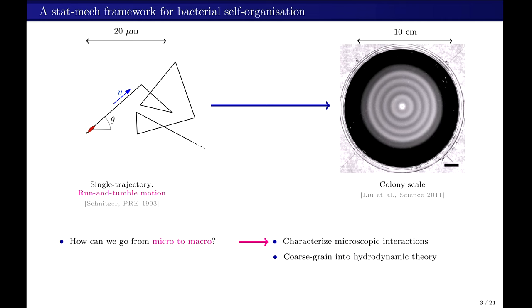So what we would like to do is to go from microscopic to macroscopic. First of all, I need to define the microscopic interactions at play in this system, and then coarse-grain the microscopic dynamics into a macroscopic field theory. And once we have that, what we would like to achieve is an understanding and possibly a control of the self-organization of a system of interacting bacteria.